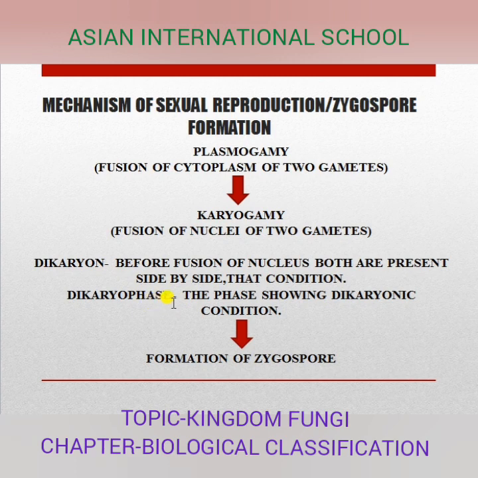Once the dikaryophase has come, those two nuclei automatically fuse with each other, and after fusion they form the next structure of the sexual mode of reproduction, that is the zygospore. So I think plasmogamy, karyogamy, as well as dikaryon and dikaryophase, these four words are very clear to everyone, and this is a very small flow chart of sexual reproduction in fungi.